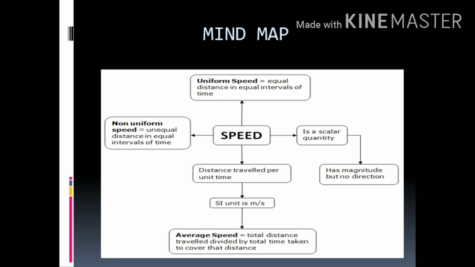It is quite difficult to get the speed of a moving body at every instant. So we have to calculate the average speed. How to calculate the average speed? Average speed equals total distance travelled by the object divided by total time taken to cover that distance.